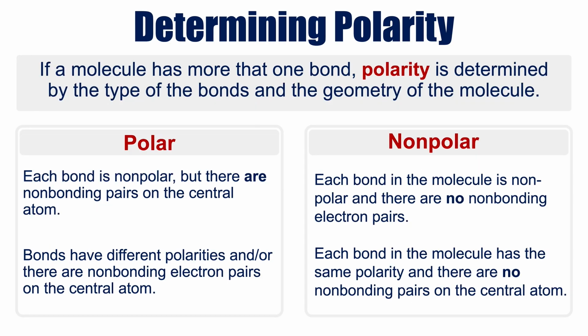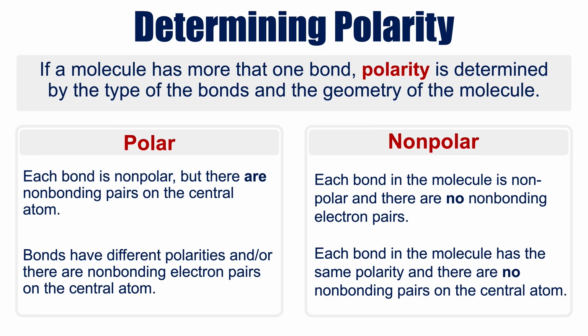that bond is. It gets a little bit trickier when you have a molecule with more than two atoms in it. If a molecule has more than one bond, polarity is determined by the type of bonds and the geometry of the molecule as well. A molecule will be polar if each bond is nonpolar but there are non-bonding pairs on the central atom, or if the bonds have different polarities and/or there are non-bonding electron pairs on the central atom.